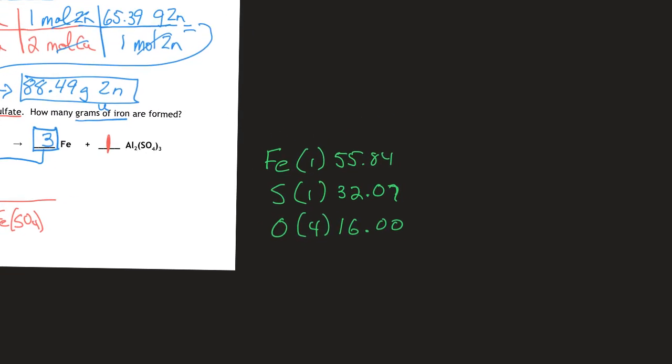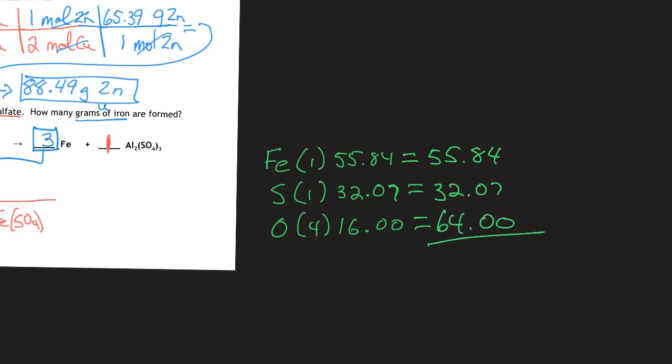So now, the total weight of the iron is going to be, well, there's only 1, so it's the weight of 1. The total weight of the sulfur is 32.07 because there's only 1 of them. For the oxygen, I got to multiply that. So it's going to be 4 times 16 equals 64.